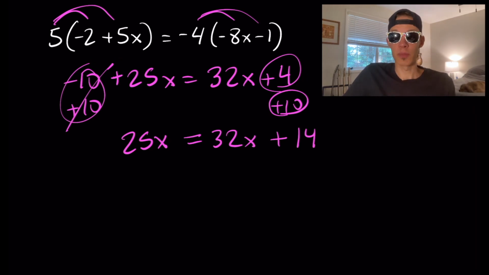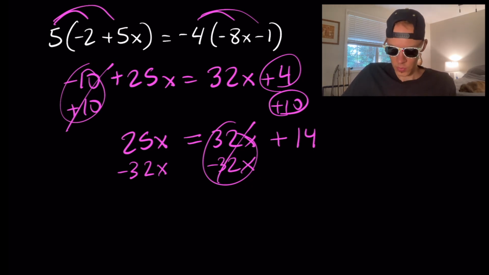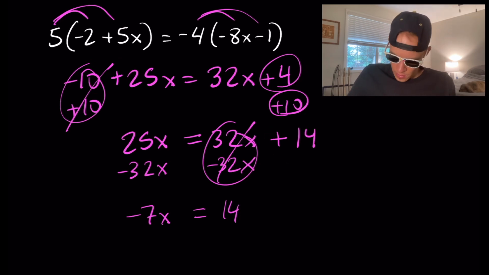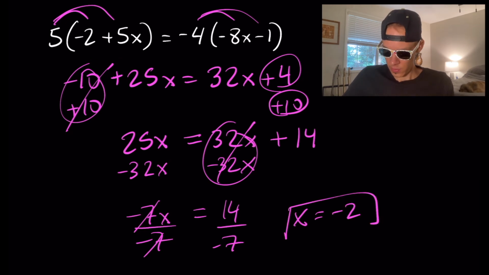And then I'm going to subtract 32x from both sides. So this will cancel. And then we move it over here so we can combine those like x terms. So 25 minus 32 is going to be negative 7x equals positive 14. Divide both sides by negative 7. The negative 7s will cancel. So I'll get, and actually let me divide that 14 by negative 7. So I'll have x is equal to 14 over negative 7 is negative 2.